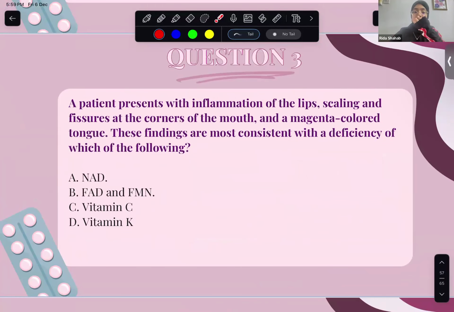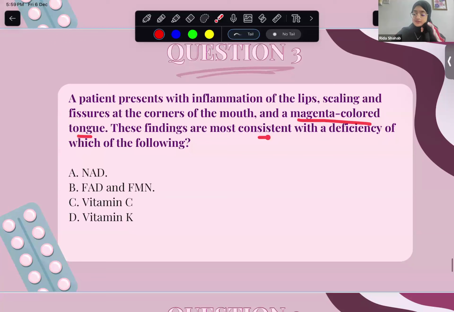Okay. So we have another question, which is: a patient presents with inflammation of the lips, scaling and fissures around the corners of the mouth, and a magenta colored tongue. These findings are most consistent with the deficiency of which of the following? We discussed this in the first few slides. It's not NAD. Yeah, it's B. It's FAD and FMN.